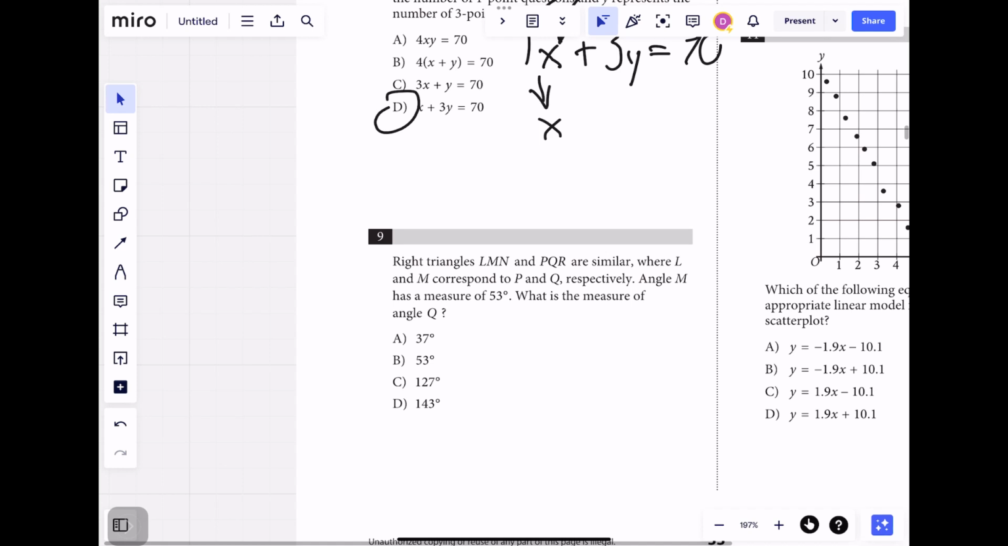Right triangles LMN and PQR are similar, where all the angles are corresponding to each other. So it's saying, when angle M is 53, what's Q? We can see that angle M here corresponds to Q here. They're both in the middle and they're similar, so both of them are going to be the same angle, which means that since M is 53, Q is also going to be 53.